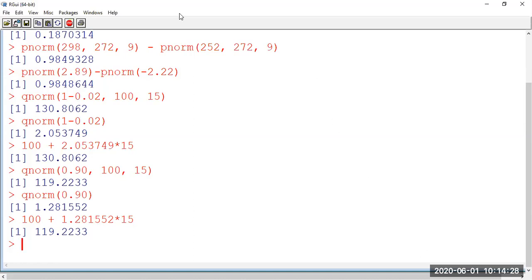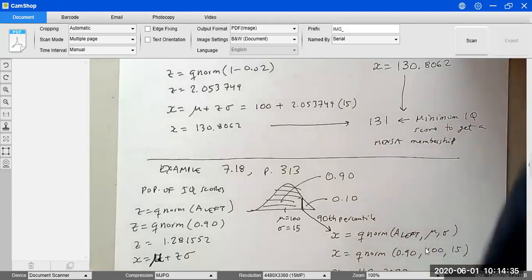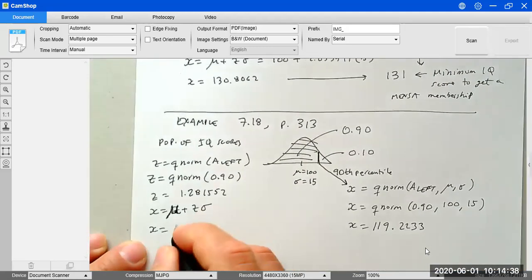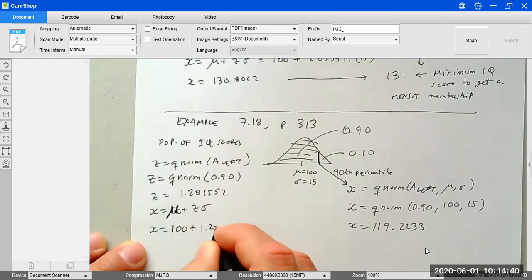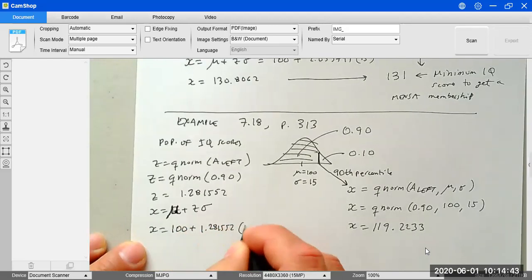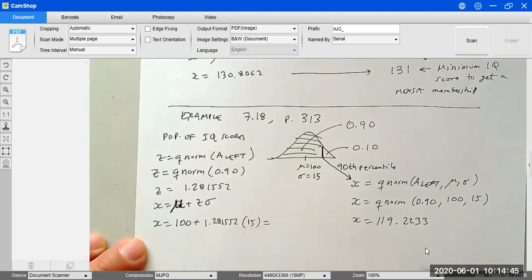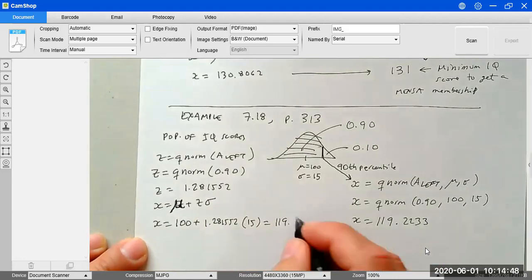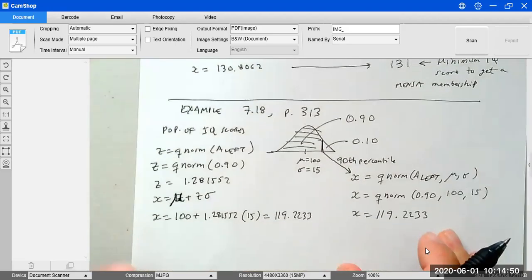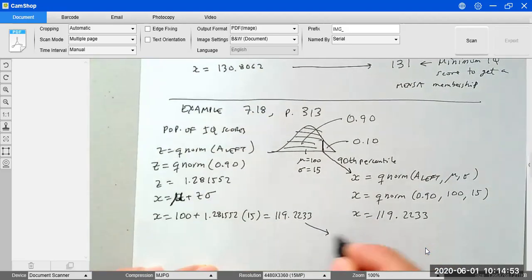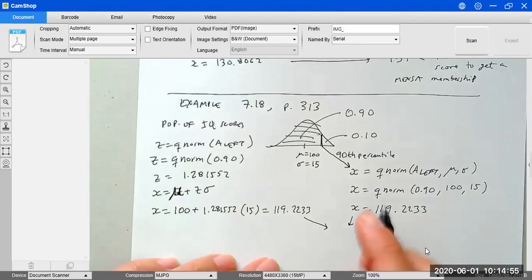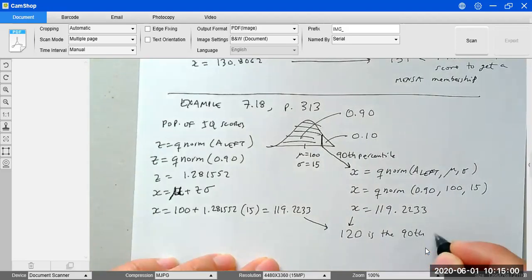Let me just finish copying this information into our notes. So this is going to be 100 plus 1.2852 times 15. So it's going to be 119.2233. So the final answer is, again, we need to round up. So 120 is the 90th percentile for this problem.